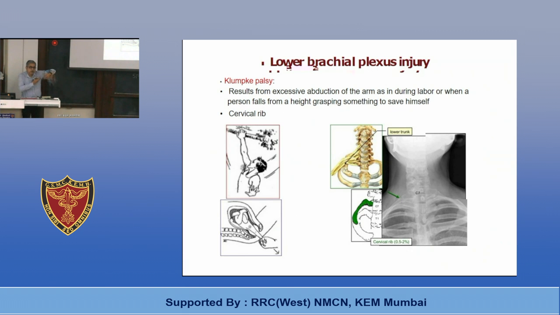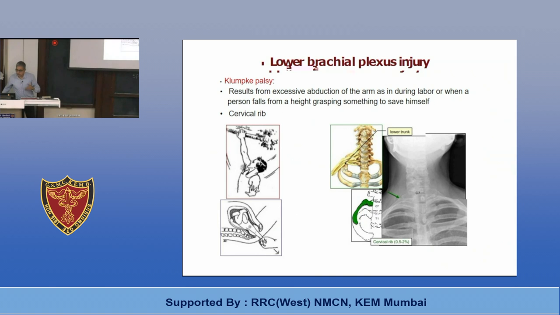So that will lead to tensioning of the lower trunk, C8-T1. All the intrinsic muscles of the hand are supplied by C8 and T1. The upper one is C5-C6; you can check C5-C6 in this portion. For C8-T1, you look for the intrinsic muscles of the hand. I told you the action of the intrinsic muscles; the opposite will happen. So in Klumpke paralysis, you will find this type of presentation.